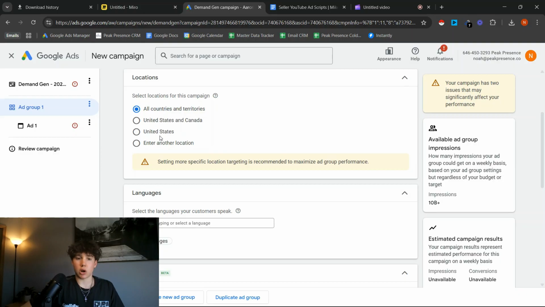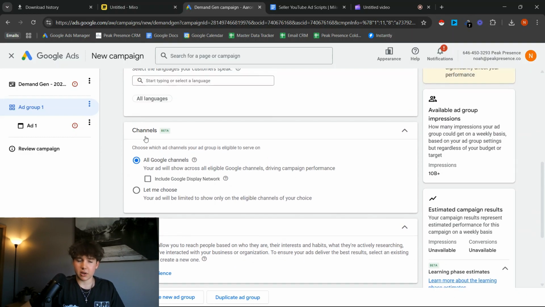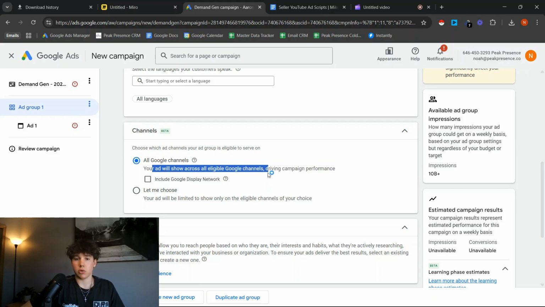So after you choose your targeting, get all that stuff in there. This is the first one right here, channels. It defaults to all Google channels. Your ad will show across all eligible Google channels, driving campaign performance. But that means it's going to be shown on Gmail, Google Maps, Google Display Network, which is basically, to give you the long story short, not where you want it to be, and you're going to be wasting money on that. You're not going to get any leads coming in through that, but it's going to be draining your budget.